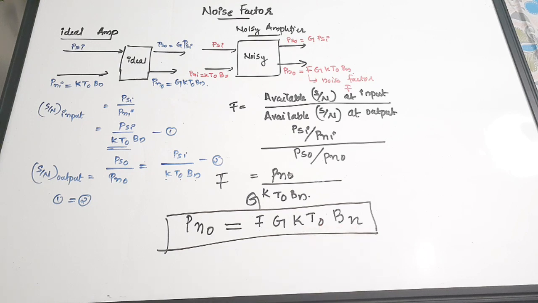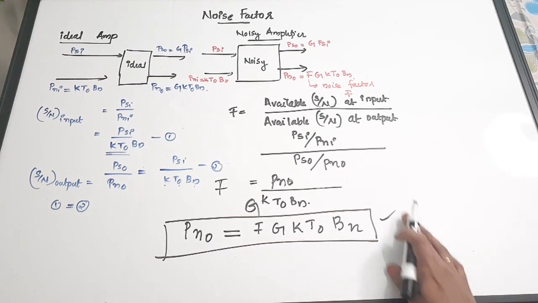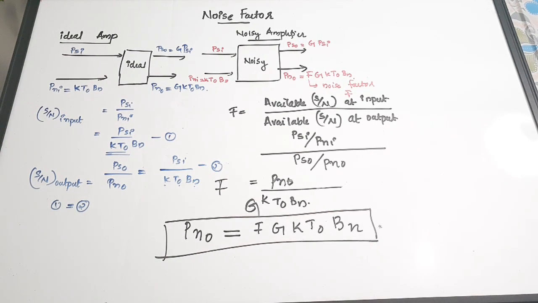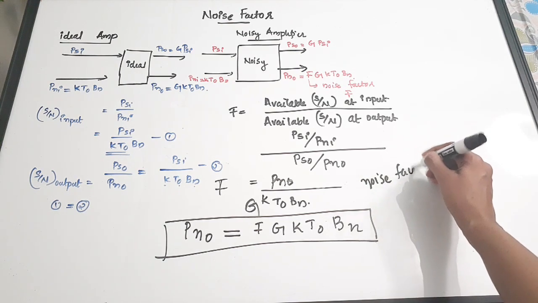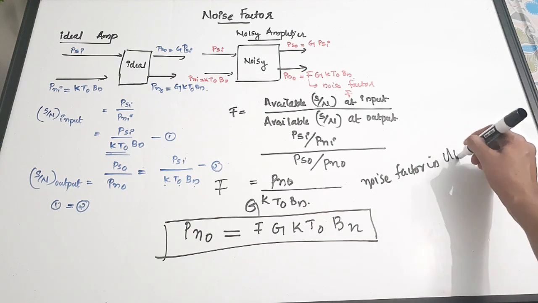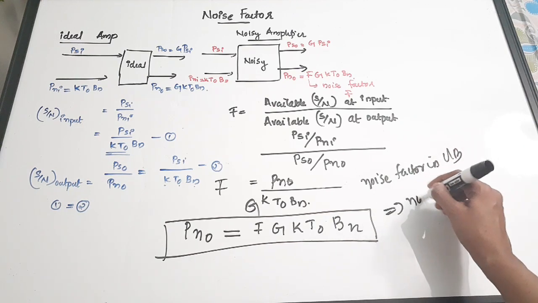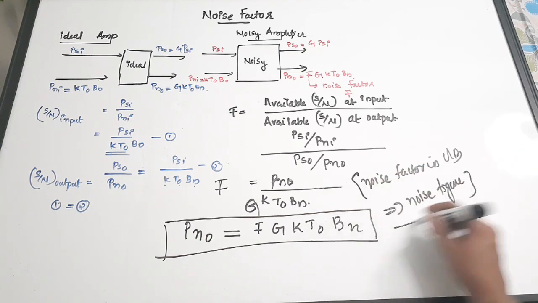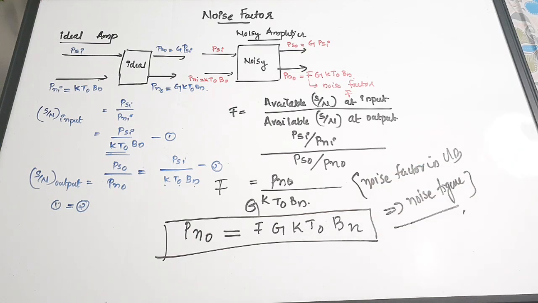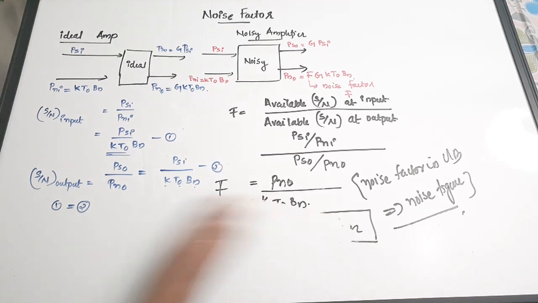Okay, so this is the case for a noisy amplifier, and this noise factor, if we express it in dB, is called noise figure. So noise factor in dB, we call it noise figure. Okay, this term also is important. Next we are going to do a small question on this noise factor. So let's see.